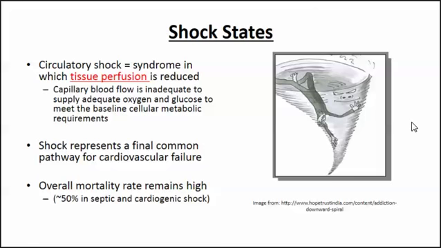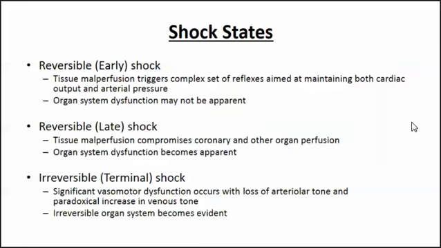So shock represents a final common pathway for multiple types of what I think of as cardiovascular failure. The overall mortality rate remains very high for people in shock, in large part because of the underlying problem, as well as the downstream consequences of shock. The data suggests that in some types of septic shock and or cardiogenic shock, the mortality rates may be as high as 50%.